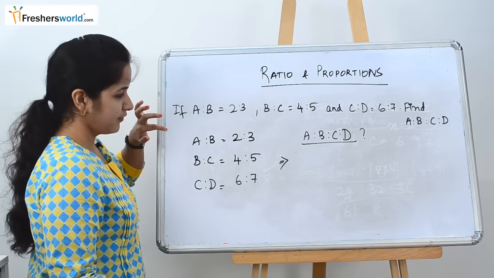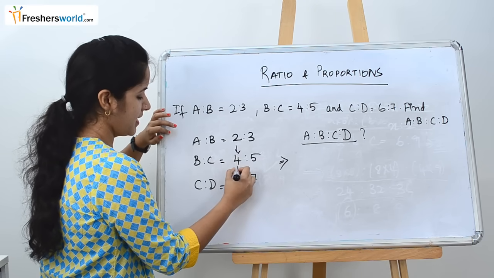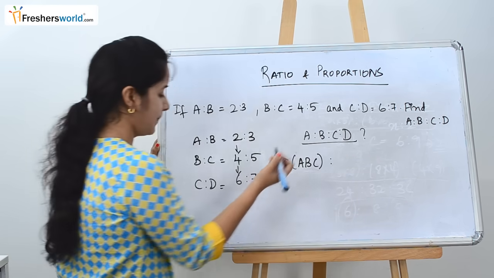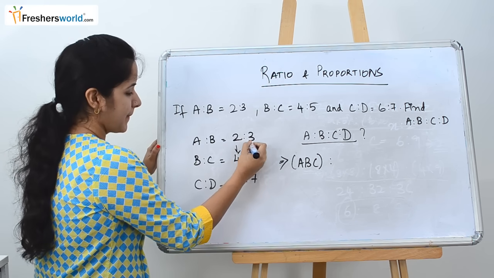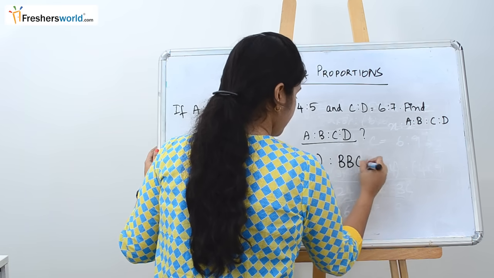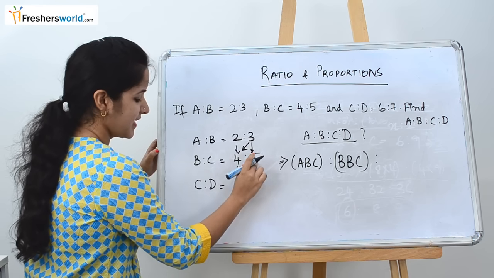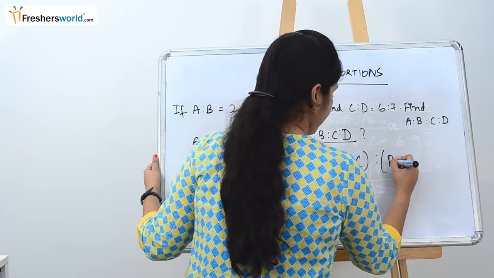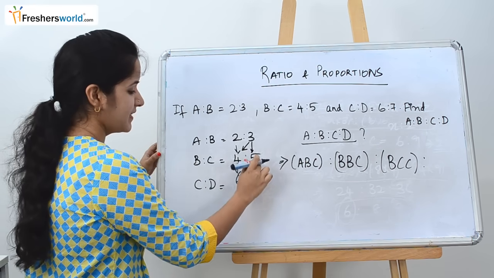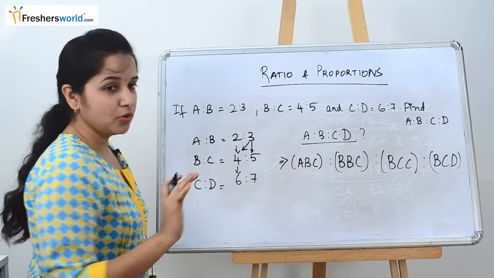So similarly, first to find a, we are going to multiply a, b and c. For b we are going to multiply b, b and c. For c we are going to multiply b, c and c. And for d you are going to multiply b, c and d. So how to remember this?